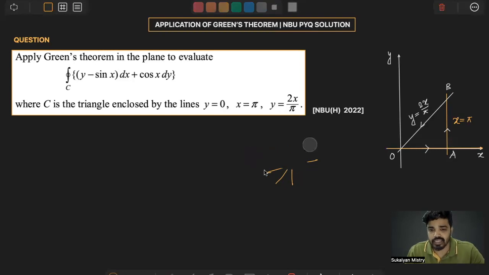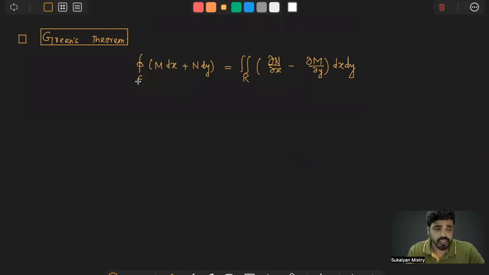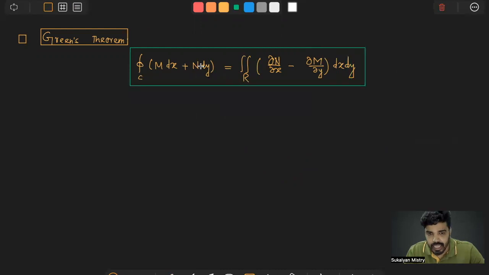Now, what is Green's theorem? Green's theorem states that the integration over C, where C is the closed curve, of M dx plus N dy is equal to the double integration over R of del N del x minus del M del y dx dy. So this is Green's theorem.